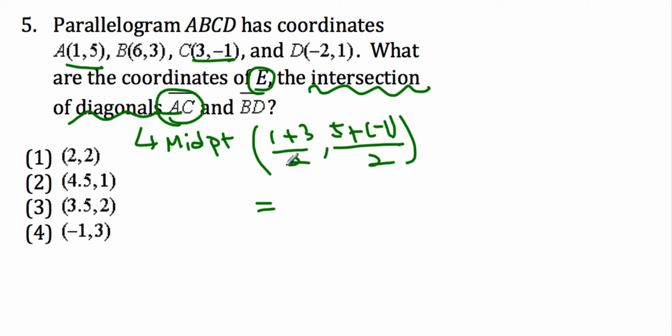So then here we get what? 4 divided by 2 becomes 2. And then once again 5 minus 1 divided by 2 becomes another 2. So 2 comma 2, which is choice 1, becomes our answer.